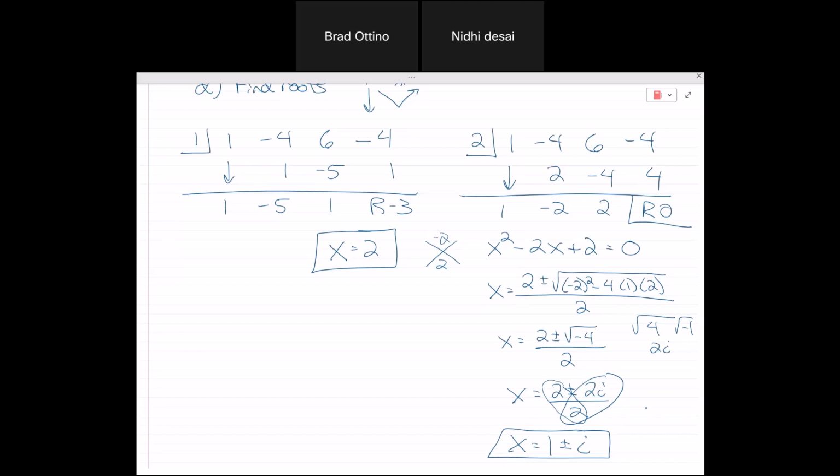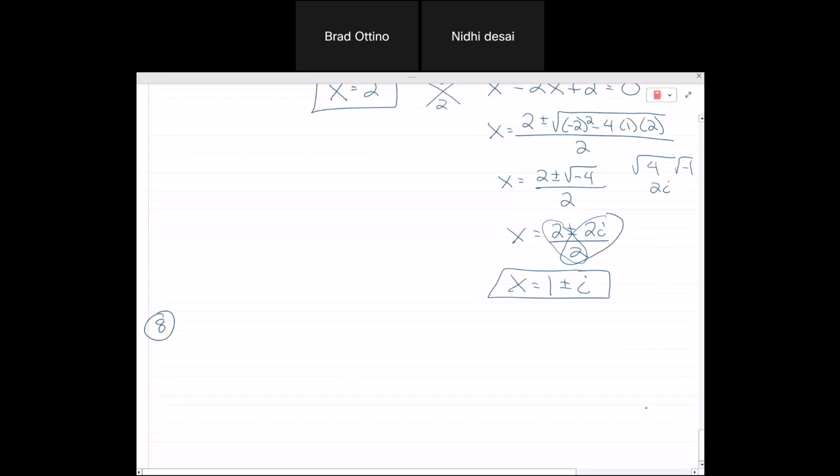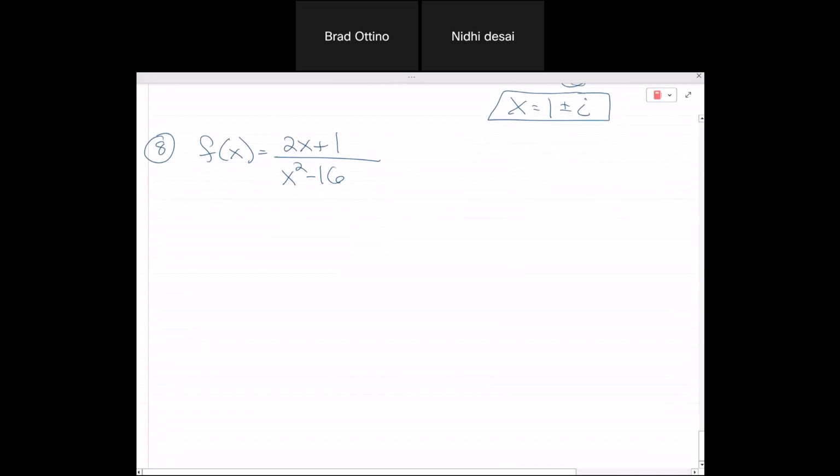All right. Moving on. Problem number 8, it says we have the function f of x is equal to 2x plus 1 over x squared minus 16. And what we have to do is we have to graph this and then find some different components of it.